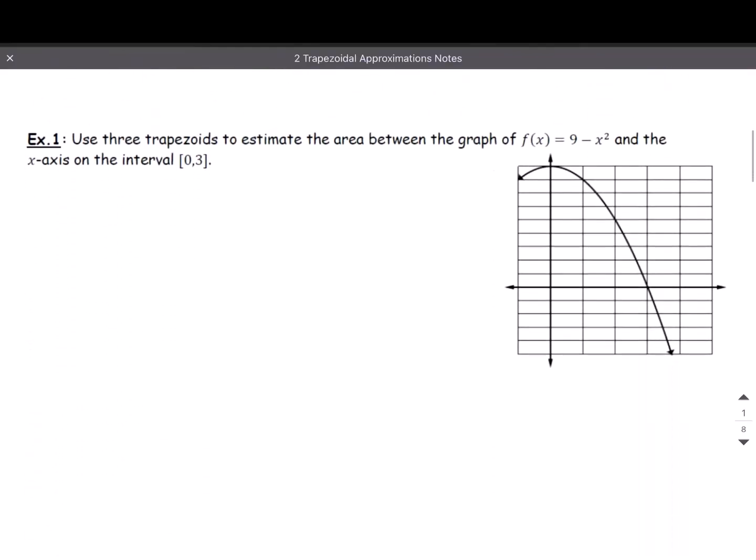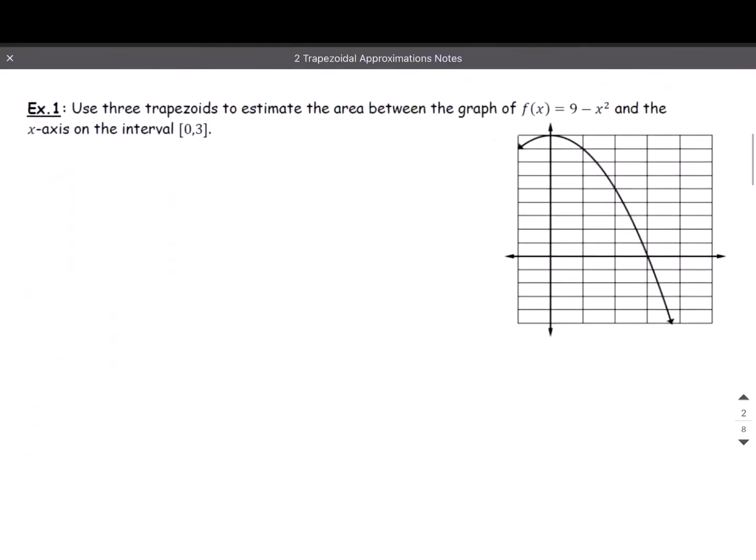So let's look at an example. We're going to use 3 trapezoids, so we're going to do a trap sub 3, and f of x is 9 minus x squared, and we're only going to go from 0 to 1, 2, 3. Okay, so if we think about the first trapezoid, it's going to go from 0 to 1. So our delta x is 1.